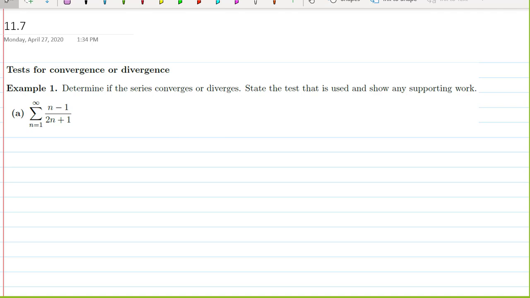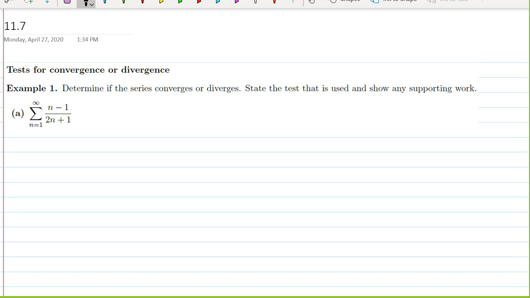All right, so 11.7, we're going to be talking about tests for convergence and divergence. Determine if the series converges or diverges, and state the test that is used and show any supporting work. So when we're trying to work a problem like this, the first thing that we want to do is determine if we think it's going to converge or diverge.